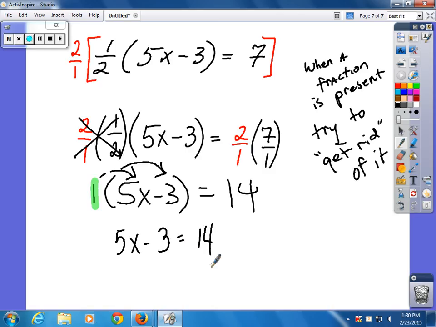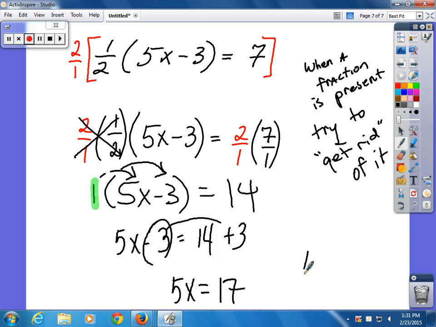And now you're back to a number 1, number 2 level problem, and how you get rid of a negative 3. Take it across the river. And positive 3. 5x is equal to what? 17. And x is equal to 17 over 5.